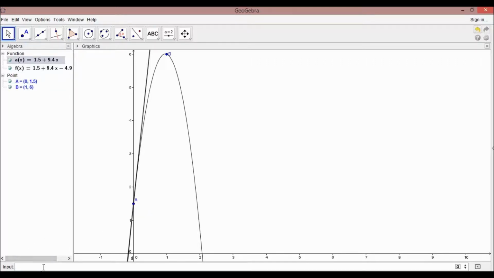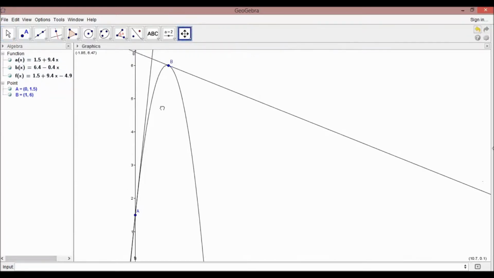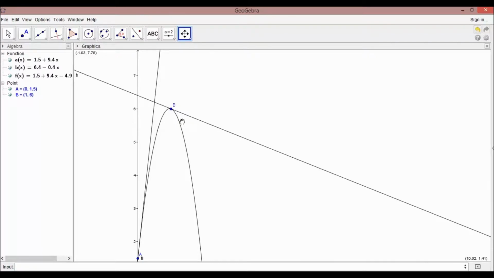And so at the point B, we have 6.4 minus 0.4 times x. And once again, notice that this line is indeed tangent to the curve at the point B.